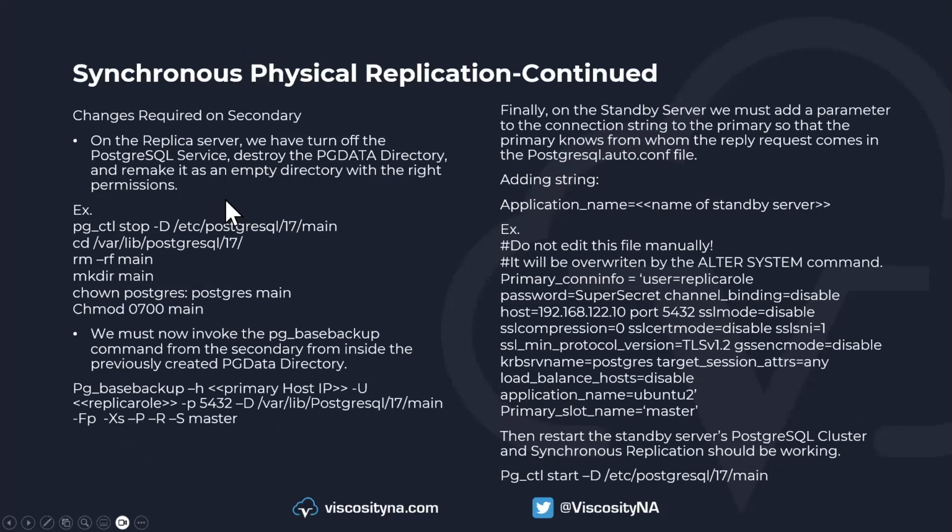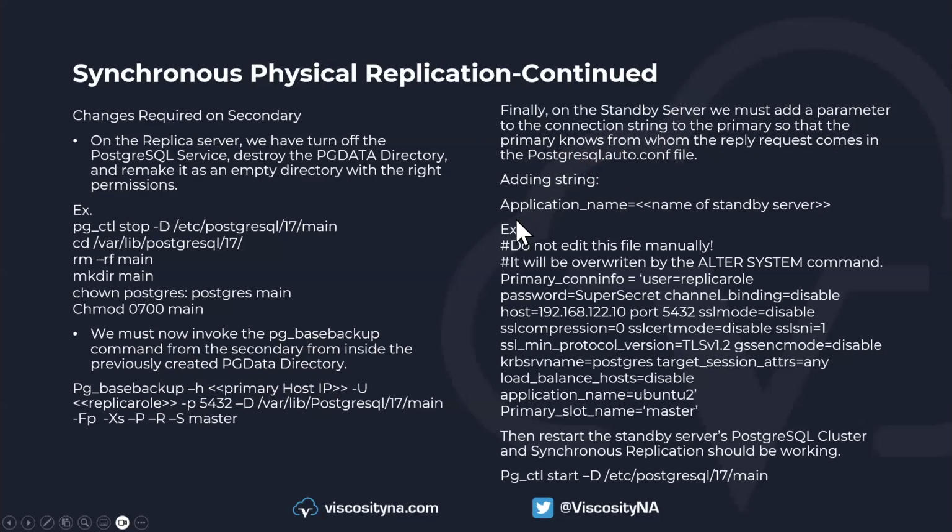On the replica server, we have to turn off the PostgreSQL service. Same thing, destroy the PG data directory and remake it as an empty directory with the right permissions. And we now invoke the pg_basebackup command from the secondary, from inside the previously created PG data directory. Finally, on the standby server, the last caveat is we add a parameter to the connection string. The primary knows from whom the replication comes in from the postgresql.conf file.